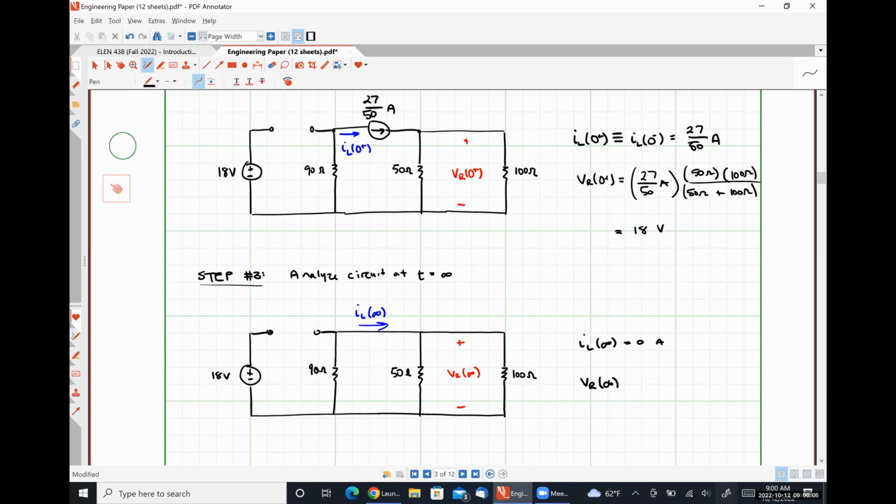And VR of infinity is 0 volts. Again, in these situations where we're actually disconnecting sources from influencing the behavior of our energy storage element, the answer at infinity should always be 0. Once you guys get comfortable looking at the circuit and seeing what the switch is actually doing, you can completely and utterly ignore this step with no loss of information whatsoever, okay?